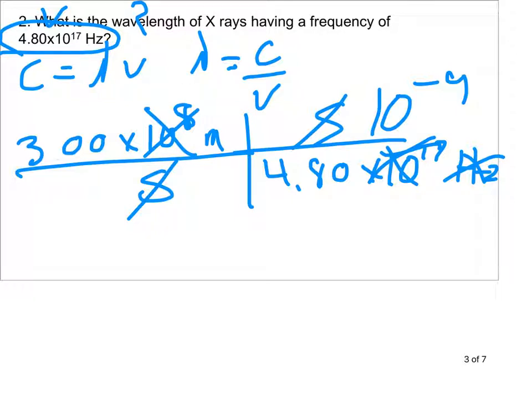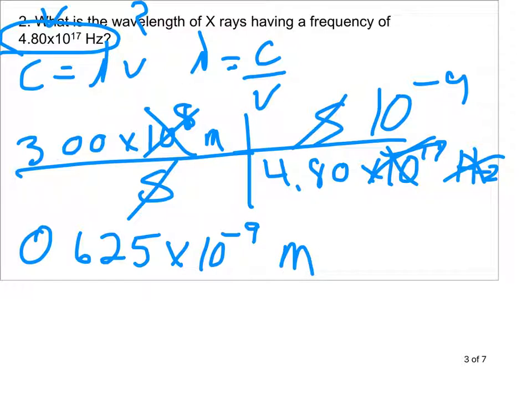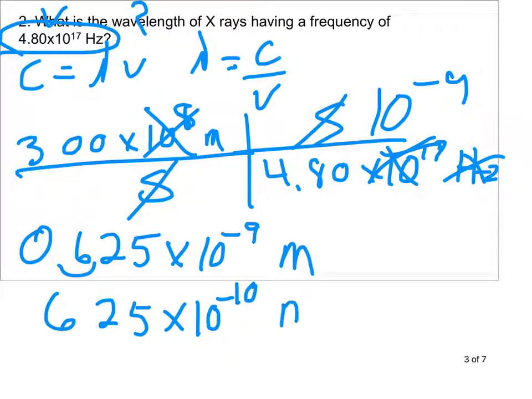Now we do our division. We've got 3 divided by 4.8 equals 0.625 times 10 to the negative 9th meters. Adjusting into scientific notation with 3 sig figs, which is what we ended up with on the calculator, 6.25. I made this number bigger, so I make this one smaller, which would be negative 10 meters is our wavelength.